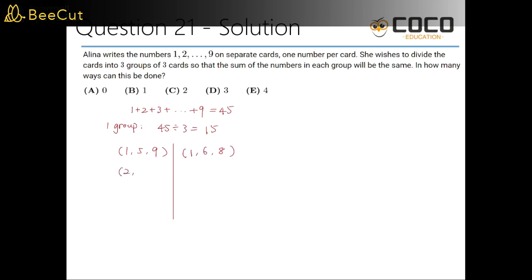Then we check the other groups. For the group that contains 2, the sum of the other 2 numbers is 13. Now 13 can be 5 and 8, but 5 is already used. So it can only choose 6 and 7. And the last group will be 3, 4, and 8.